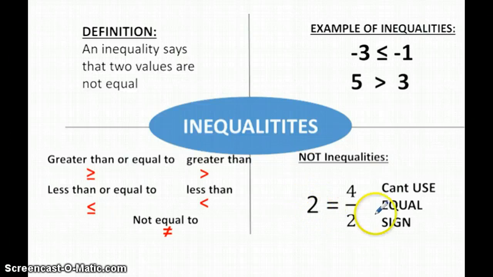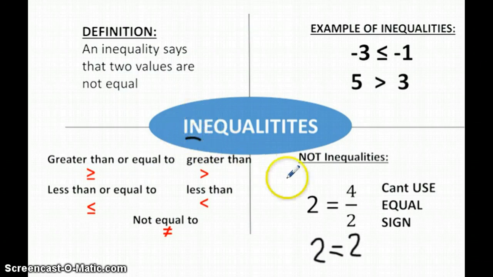An example of not an inequality was 2 is equal to 4 over 2. We know this because 4 over 2 is really 2. 2 does equal 2, but when it comes to inequalities, that word in front of equals means not equal. These are equal, so that cannot be true.